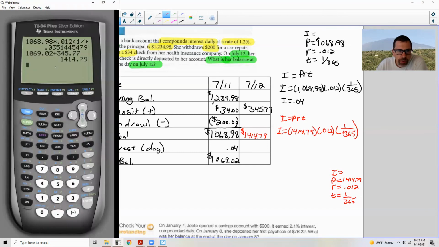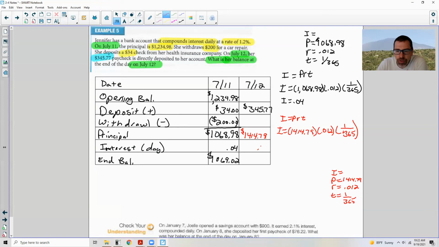And so we put that in our calculator. I already have that there, so I'm just going to hit times. It's going to take that 1414.79 times 0.012 and then parentheses 1 divide 365 and hit enter. And I get 0.046 this time, which would round that to 5 cents. So this would now be 0.05 cents.